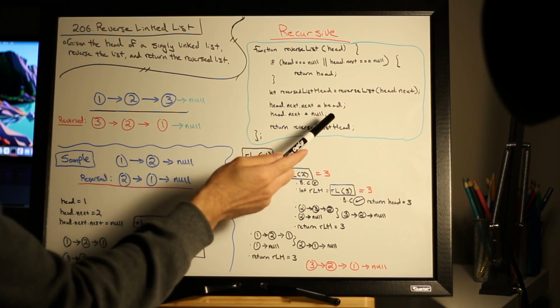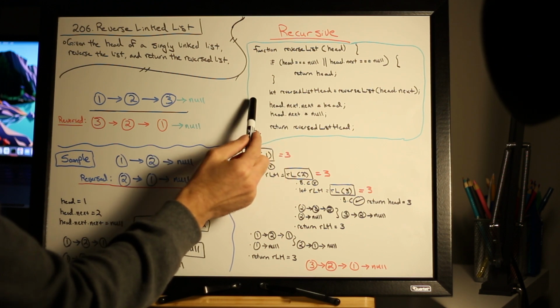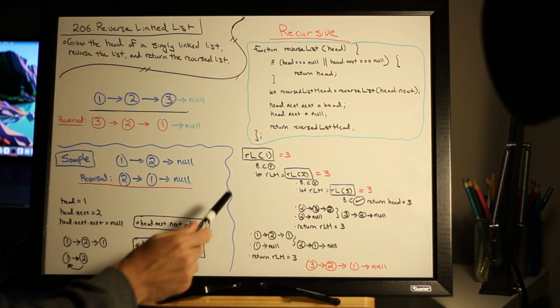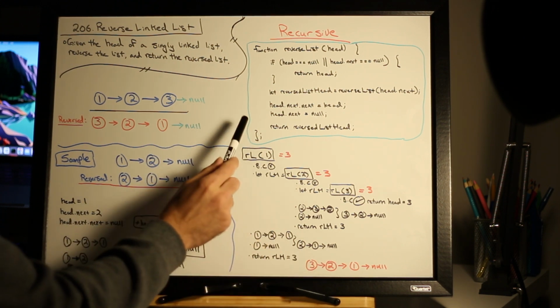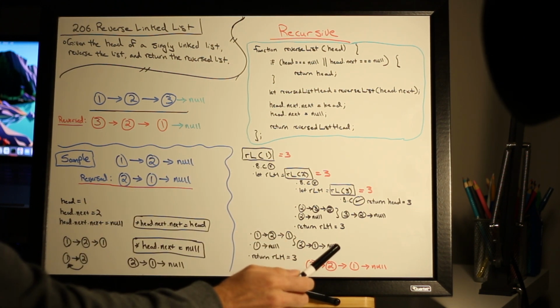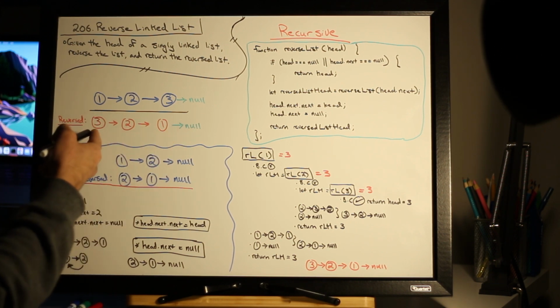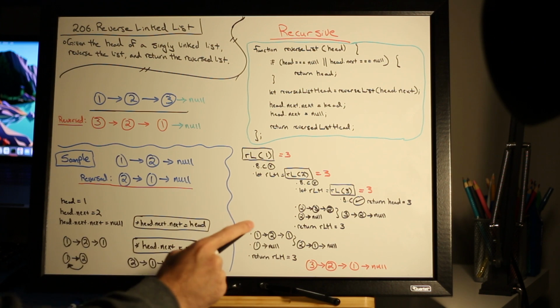So head.next.next is equal to head, and head.next is equal to null. That's just the reversal strategy we just implemented here. So I hope that's clear to you. And then finally, we'll just return the reversed list head. At that point, it's going to be equal to 3 for this example, and that's going to be our entire reversed list.